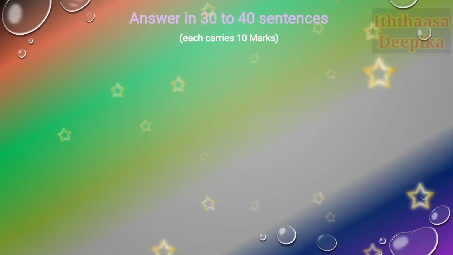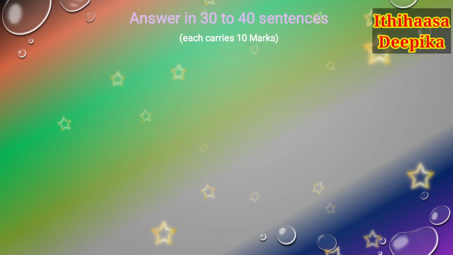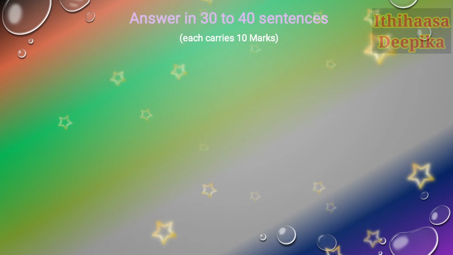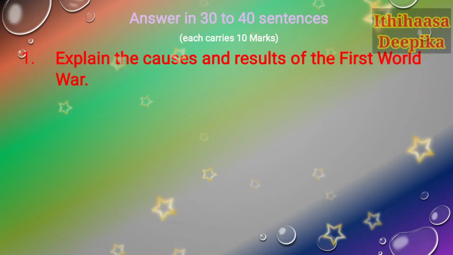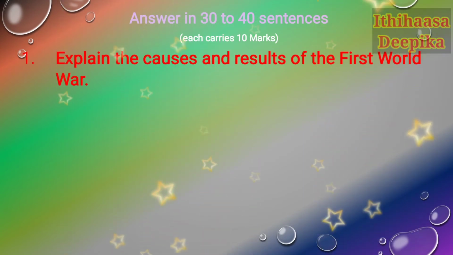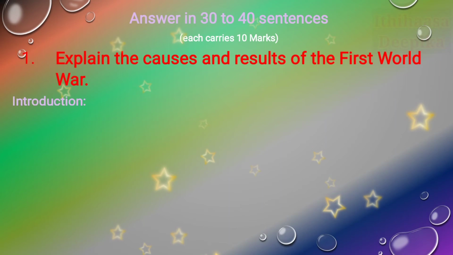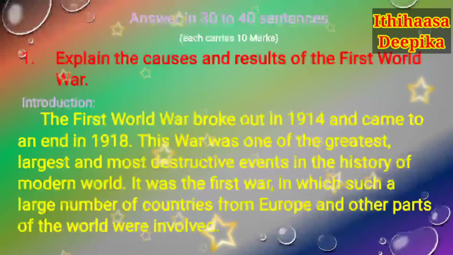Part 4. Answer in 30 to 40 sentences. 10 marks question. Explain the causes and results of the First World War.